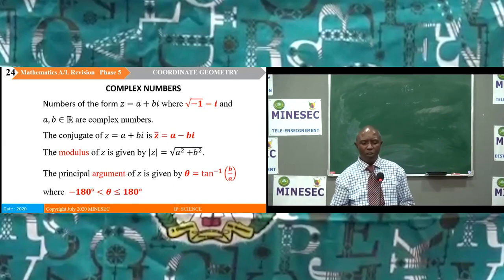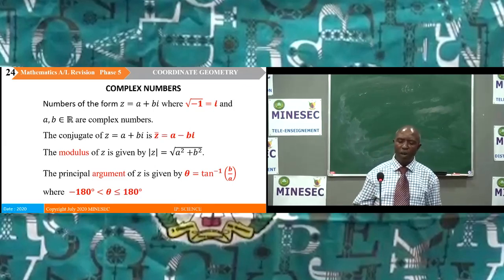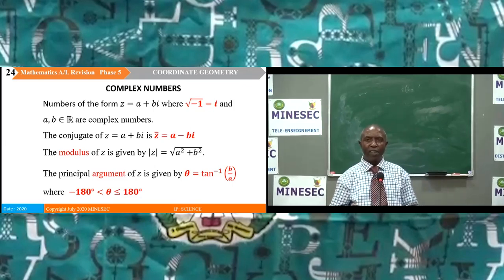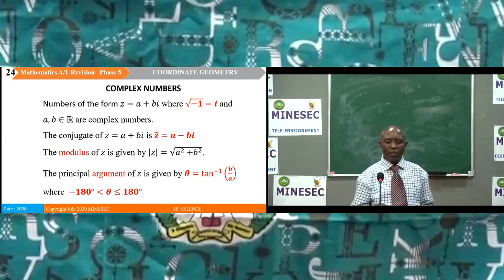The principal argument of z is given as theta equal to tan inverse of b on a. That is the y component divided by the x component. And it always lies between negative 180 degrees and 180 degrees.